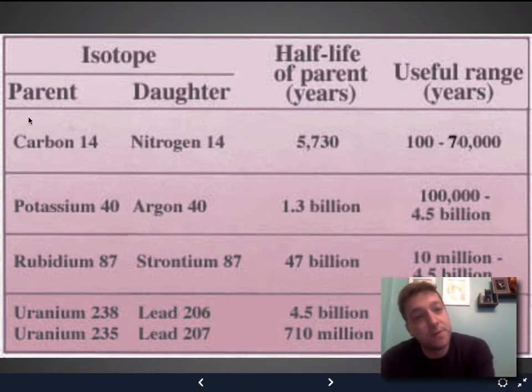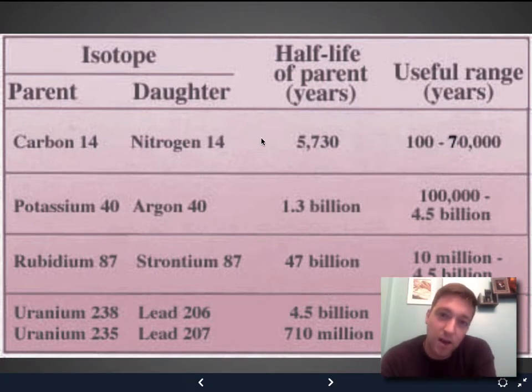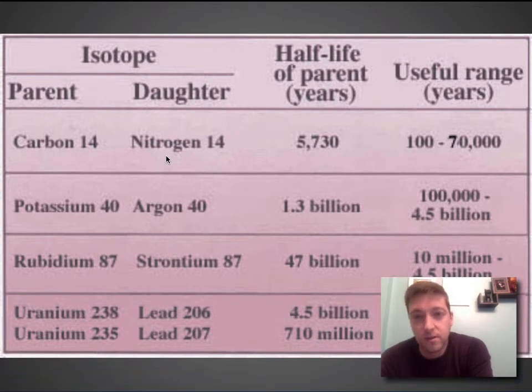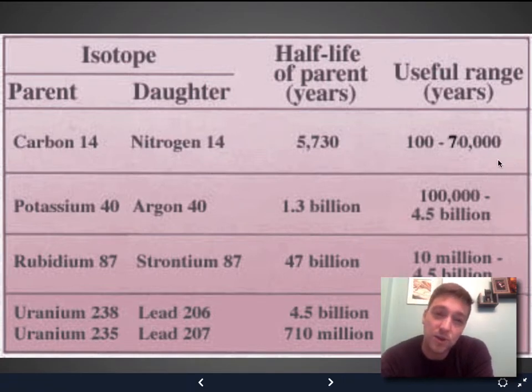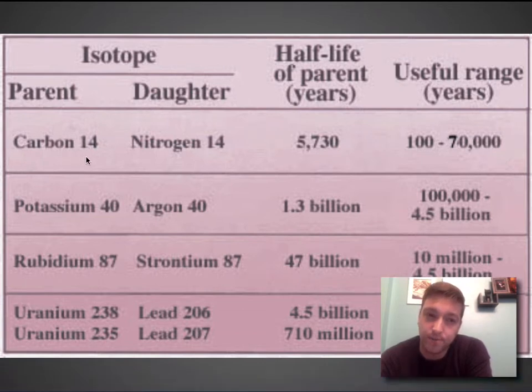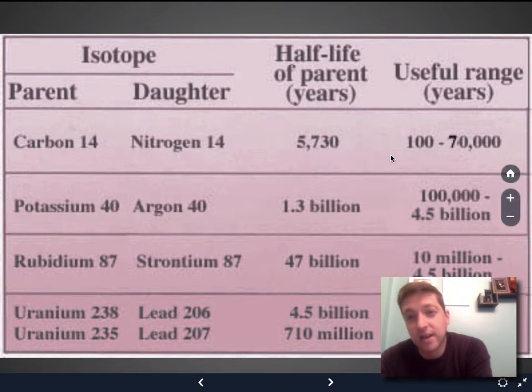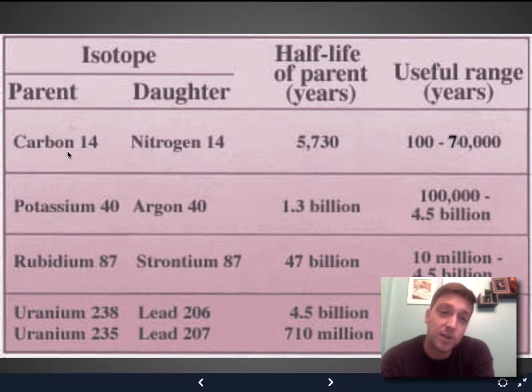So if you start with carbon 14, it's a type of carbon. After 5,730 years, half of that carbon will turn into nitrogen. So you can measure rocks that are up to about 170,000 years old with this isotope of carbon. So actually you can kind of find out how old humans are, how long Homo sapiens have been around using carbon 14.